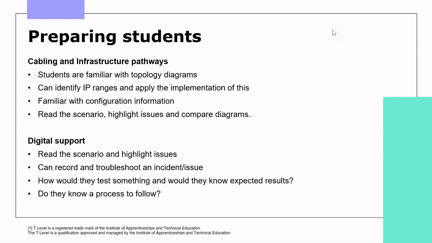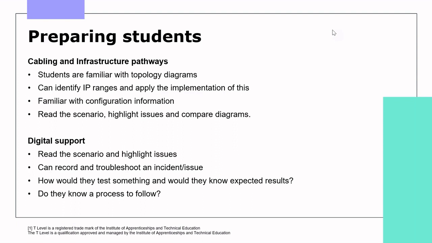Can they identify IP ranges and then apply the implementation of this? So do they understand how IP addressing works, and can they apply it to a network? For example, the ESP might highlight in the scenario a set amount of users that's required, and the configuration then shows the amount of IP addresses or a range that's available. So do they match up?